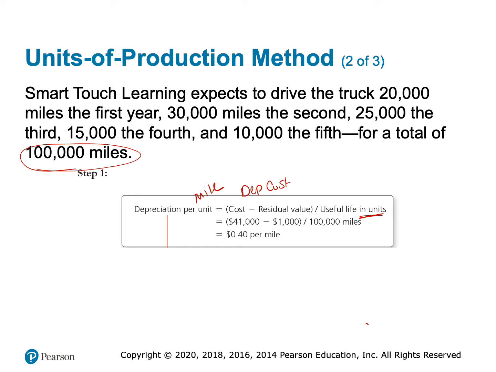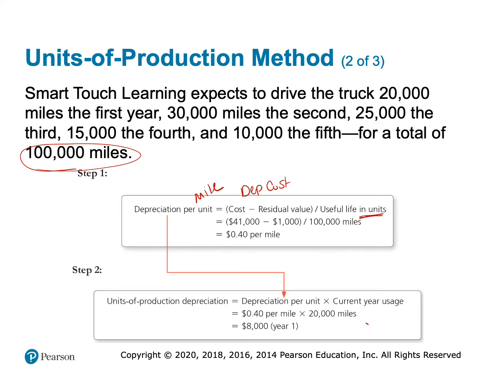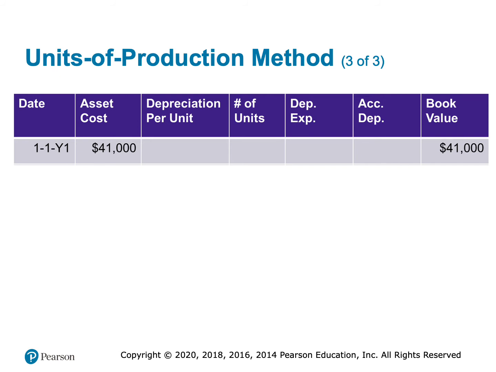Then to calculate the depreciation for a year, we'll multiply that rate by how many miles we drove it. So for example, in the first year, we drove it 20,000 miles. So 40 cents, pardon me, times 20,000 miles. In year one, we're going to take 8,000 of depreciation. Now, the fact that the straight line was also 8,000 is just a coincidence. Don't let that throw you, okay? So now we're going to go back over here to our chart. We're going to fill out another schedule of depreciation using the units of production method.